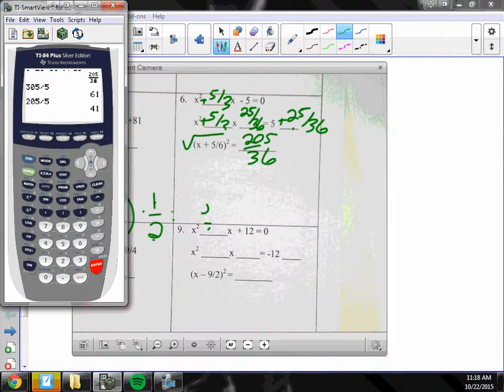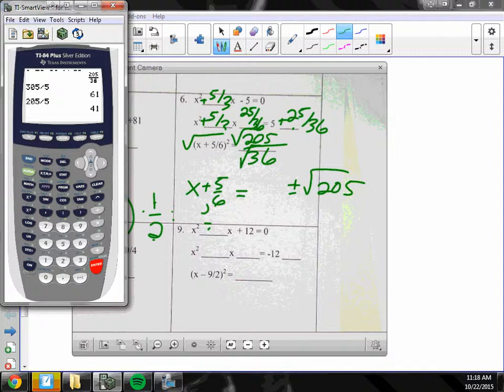So when I square root, I get x plus 5 over 6 equals plus or minus root 205. The denominator turns into a 6. Now when I subtract the 5 over 6, they have the same denominator. So I'm just going to put the -5 out here and lengthen this out. And those are the two roots: -5 plus root 205 over 6 and -5 minus root 205 over 6.